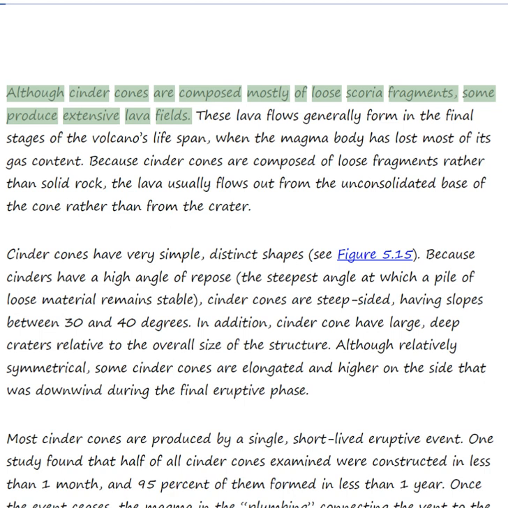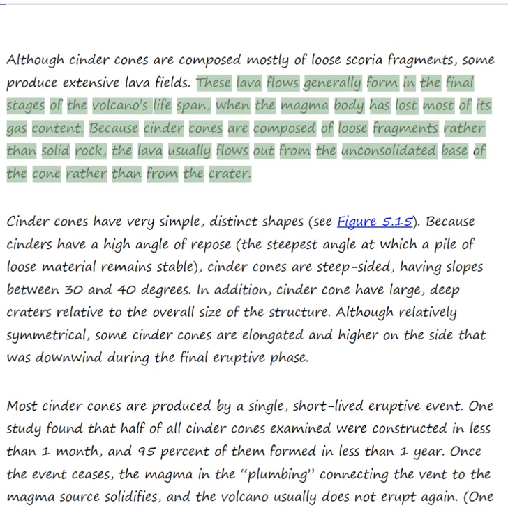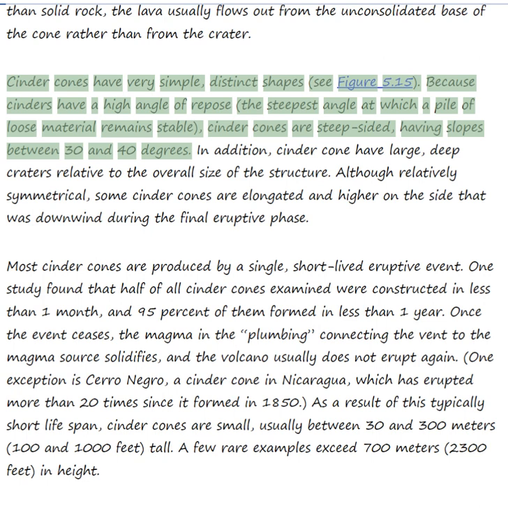Although cinder cones are composed mostly of loose scoria fragments, some produce extensive lava fields. These lava flows generally form in the final stages of the volcano's lifespan, when the magma body has lost most of its gas content. Because cinder cones are composed of loose fragments rather than solid rock, the lava usually flows out from the unconsolidated base of the cone rather than from the crater. Cinder cones have very simple, distinct shapes.